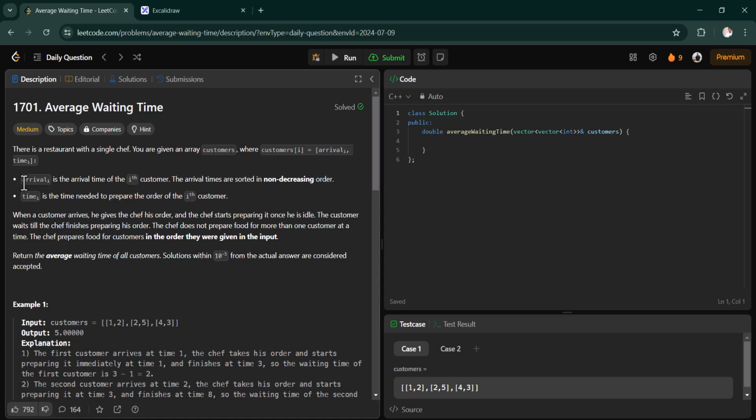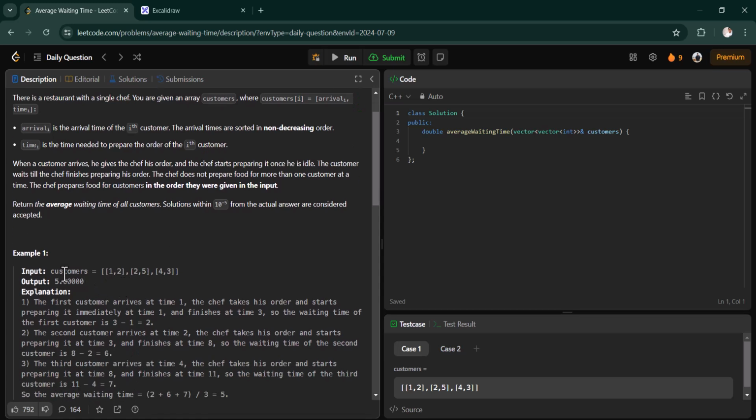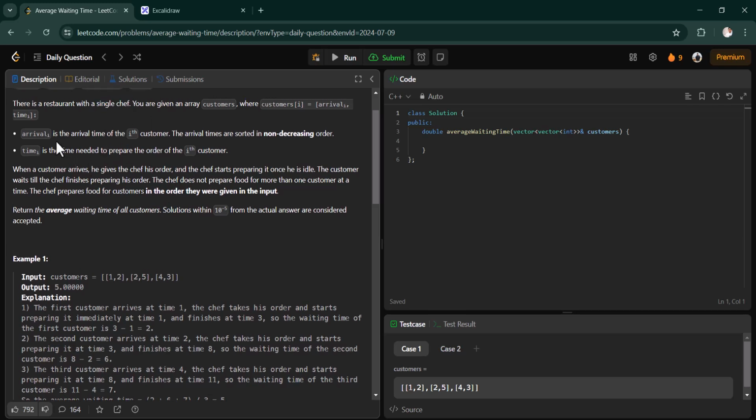The arrival times are sorted in non-decreasing order. So they are already sorted in non-decreasing order, as you can see in this customer array, either increasing order. And time I is the time needed to prepare the order for the ith customer, like how much time a single chef will take to prepare the order for the ith customer. That is given in the second parameter, time I.